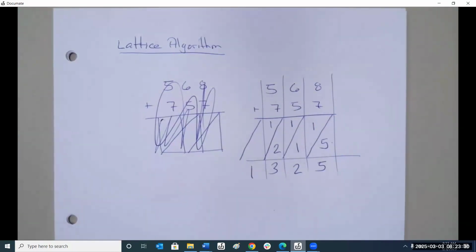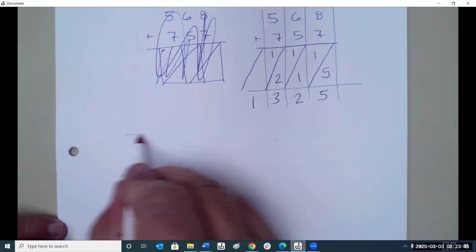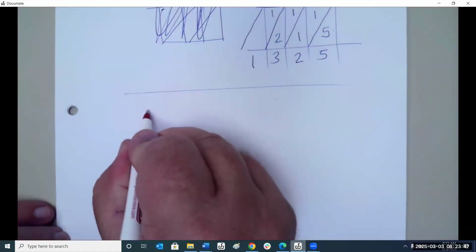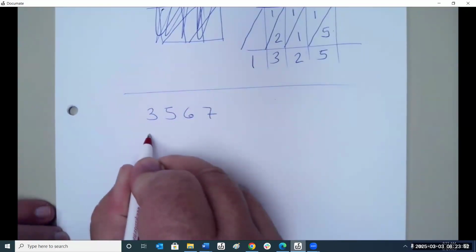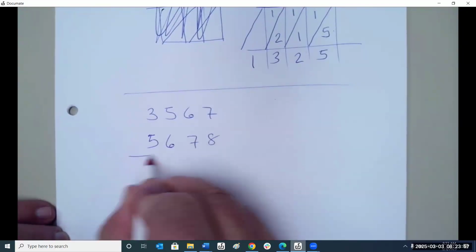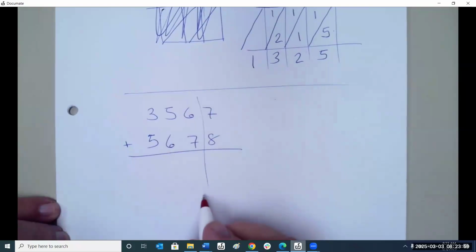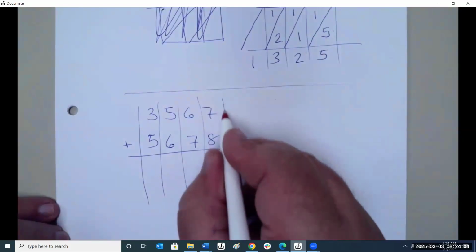I know. First time I saw this, I thought that's pretty cool. Again, low stress, a lot lower stress than the past. You don't have to worry about carrying anything over. It does it automatically. Let's do another one. Let's do a bigger one. So the first thing you have to do is create your columns.